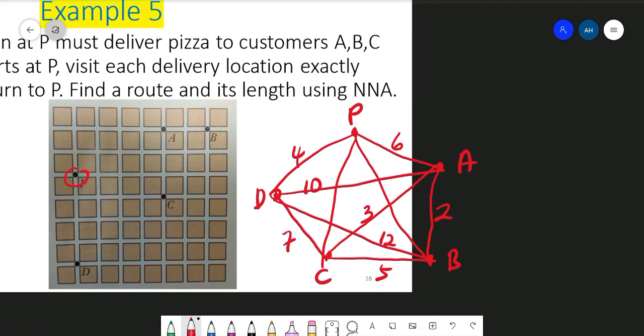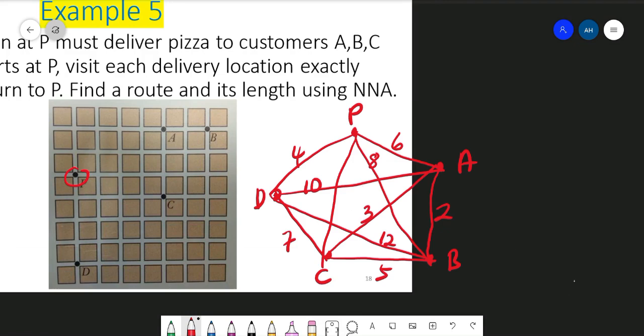Now, how about P to B? P to B, 1, 2, 3, 4, 5, 6, 7, 8. P to B, we have 8. Anything else? I think it's already complete. We have assigned the weight to each edge.